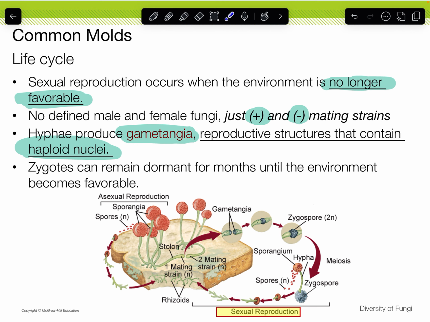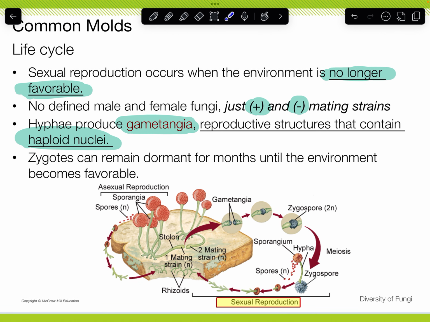If we look down here, we've got two mating strands, a positive and a negative. Right here in the middle, they're going to make gametangia, which we can see right there, which then fuse those nuclei together in order to make a diploid zygospore. So then we have a diploid zygospore.